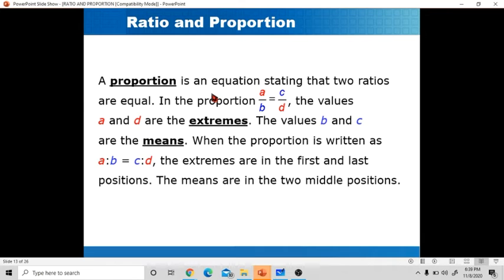In the proportion A all over B is equal to C all over D, the values A and D are the extremes. The values B and C are the means. When the proportion is written as A is to B equals C is to D, the extremes are in the first and last position, or itong mga red letters, A and D. And the means are in the two middle position, itong B at saka C.